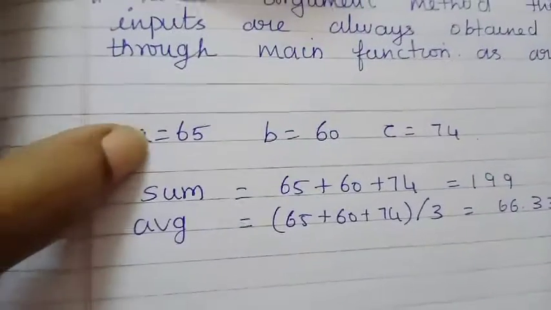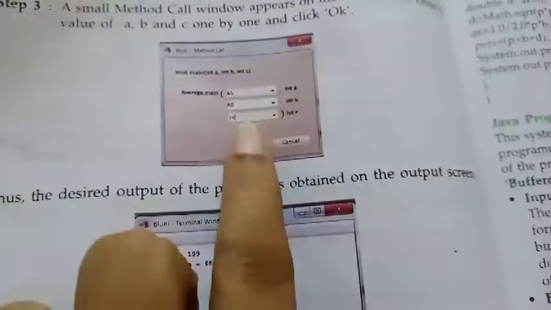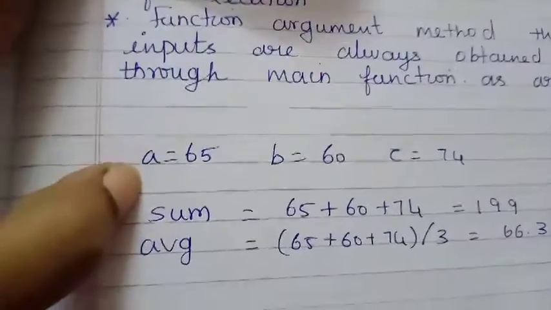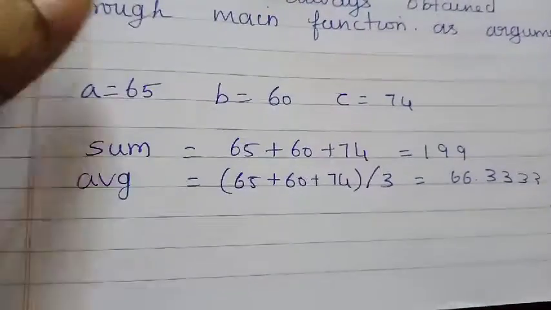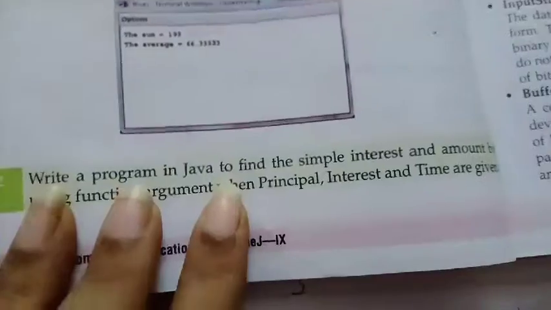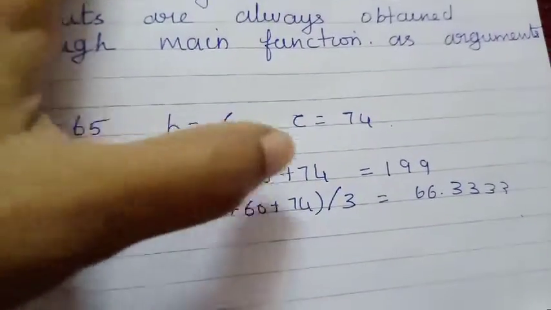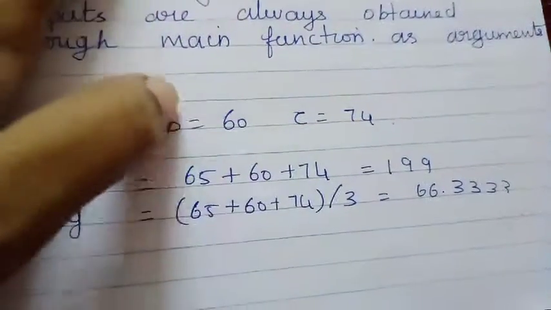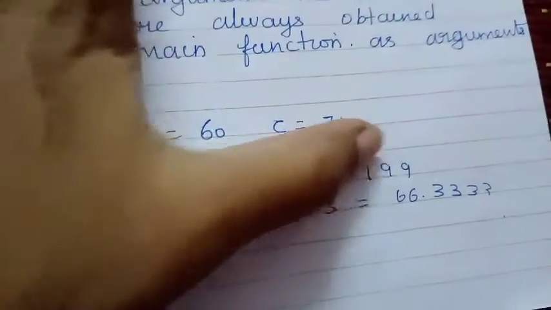What happens is, a value will be 65. See here, the first values they have given are 65, 60 and 74. So a will be 65, b will be 60 and c will be 74, and the sum will be calculated accordingly, that is 199. That is 65 plus 60 plus 74. 5 plus 4 is 9, 6 plus 6 is 12, 12 plus 7 is 19, so 199.